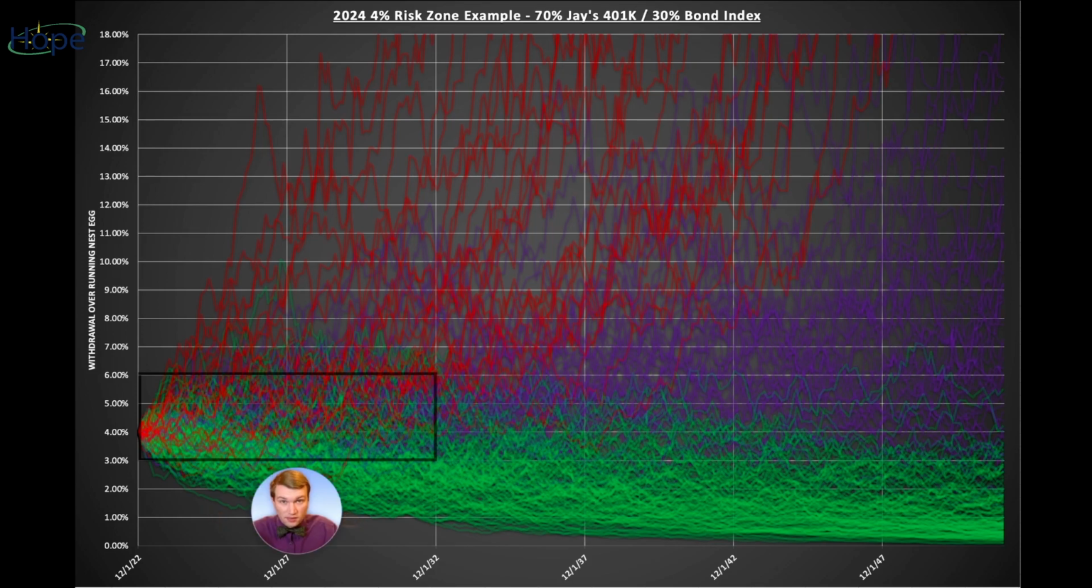Let's talk about the boundaries of this risk zone. For this particular example, I found the bottom, just like in the comment that inspired this episode, that the bottom of the risk zone exists somewhere around 3%.